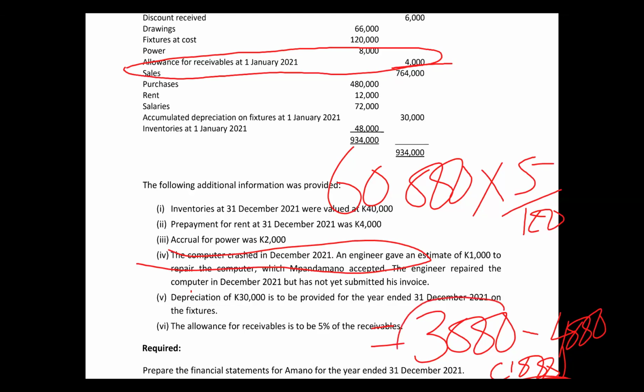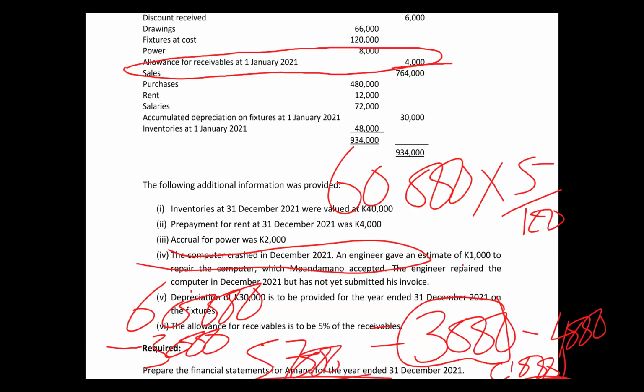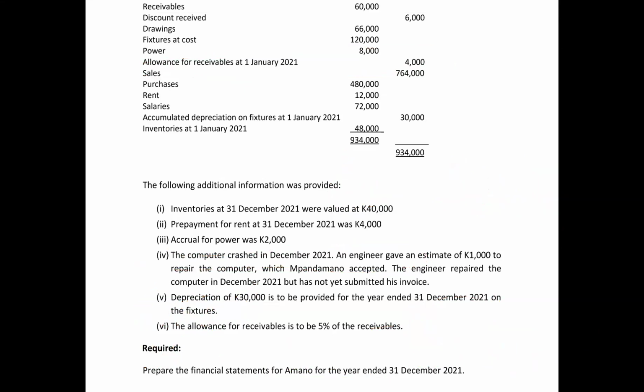This 3,000, the closing allowance for receivables, shall be deducted from receivables in the balance sheet. You will see that your receivables is 60,000. You shall deduct 3,000 from there. So you report 57,000 as the value of receivables in the balance sheet. Is that clear? So we're still deducting this 3,000, even if we took 5% out of it.